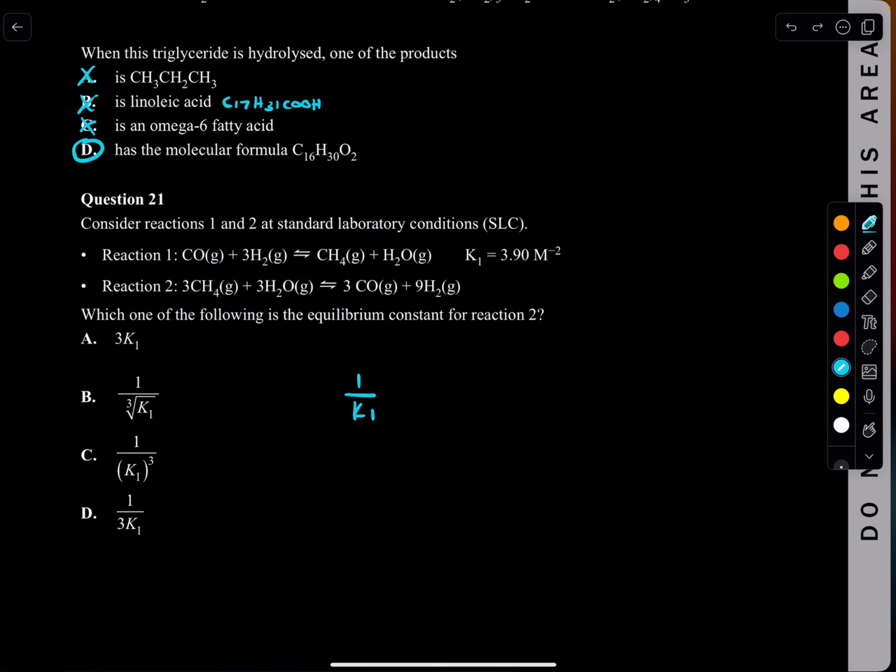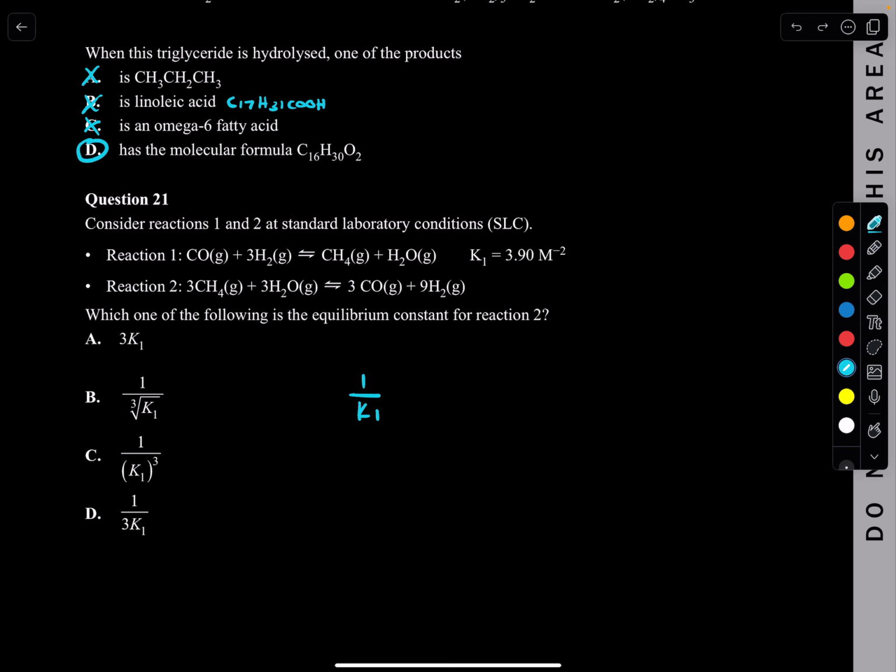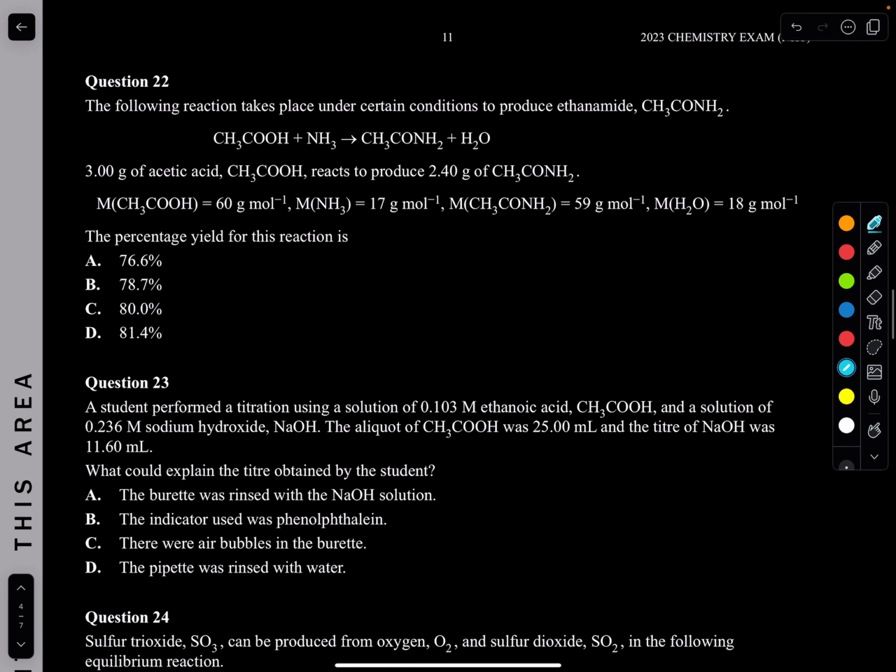Now if you reverse it, you can see everything is also multiplied by 3. Like the water here, it was 1, but now it's multiplied by 3. So everything's multiplied by 3, and if you multiply everything by 3, you actually cube it. Power of 3, so 1 to the power of 3 is just 1, and K1 to the power of 3. So it's actually C. Wow, this is nice.